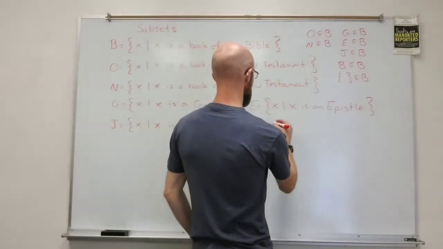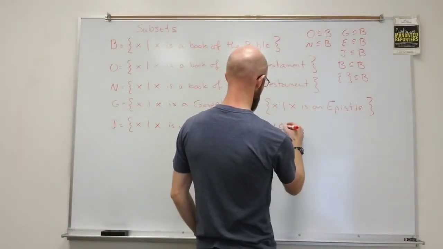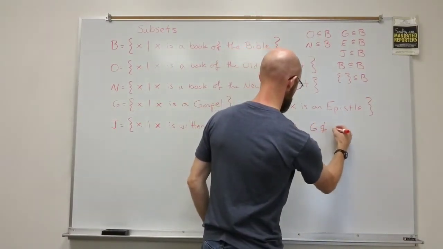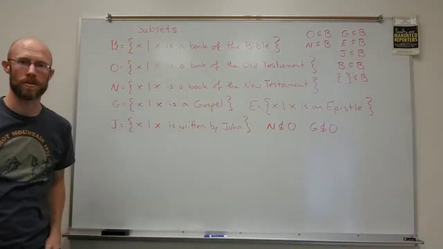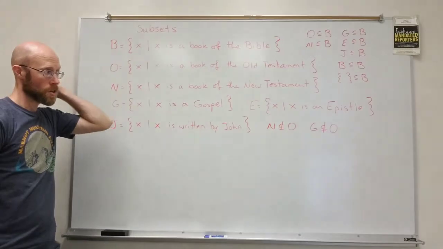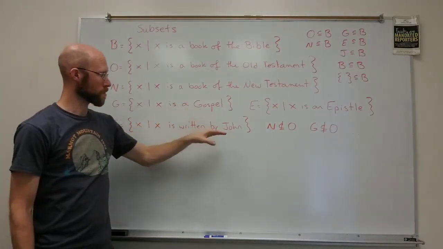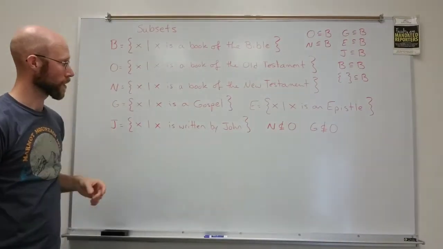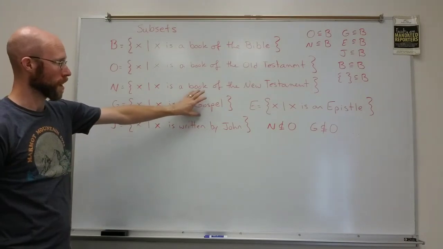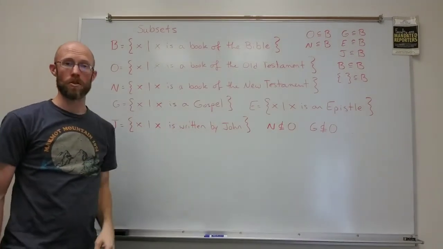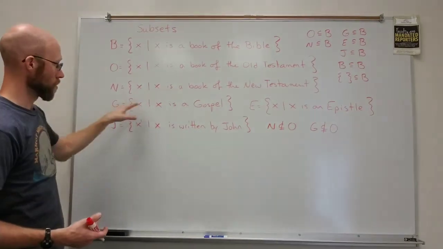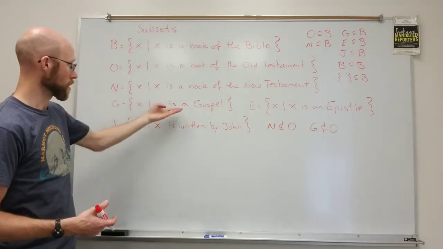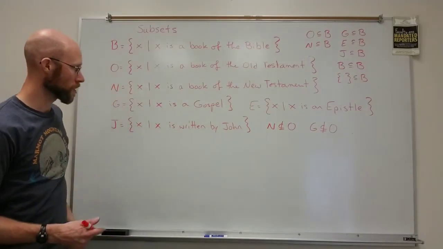So we would say N is not a subset of O, and G is not a subset of O, and so on, right? There's others. Okay, so now let's look at the New Testament. Now, the Gospels, the Epistles, and the books written by John are all in the New Testament, okay? All four of the Gospels, they're the first four books of the New Testament. So, and there are no Gospels that are not in the New Testament, okay? Which means that G is definitely a subset of N.